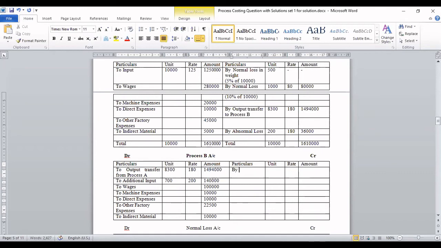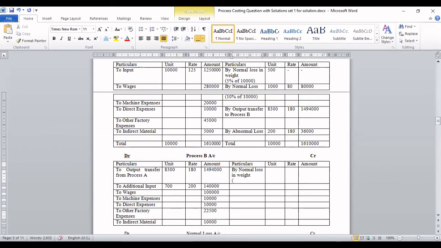Correct. Now record normal loss, both in weight and normal loss in bad quality. So normal loss in weight. Now tell me, how will you calculate this? 5% of 8,300. No, here you made a mistake. Remember, the normal loss is always calculated on total input. So total input is not 8,300, it is 9,000. Have you understood now? So 5% of 9,000 is 450. Do we get any rate for this? No. So we'll put a dash, correct?